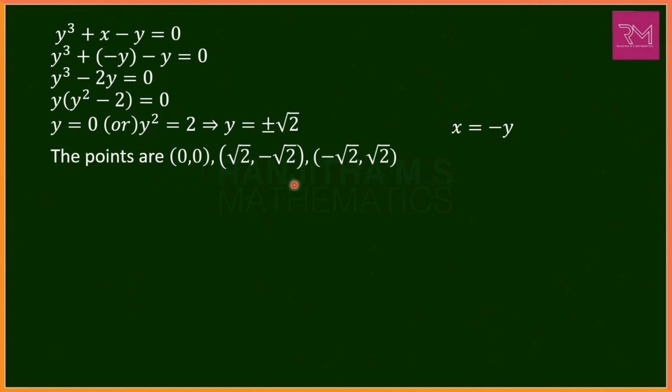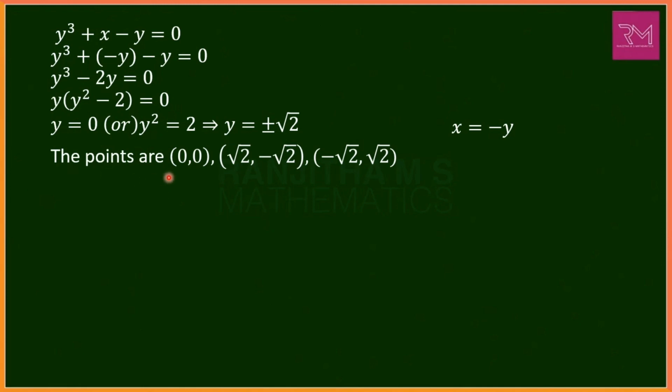Here this step is very important. Here using the value x is equal to minus y, we can substitute in equation 3 or equation 4, we get the value of y. If we substitute x is equal to minus y in equation 4, we get the value of y as 0, plus root 2, minus root 2. If we substitute those values, we get x value as 0, minus root 2, root 2.